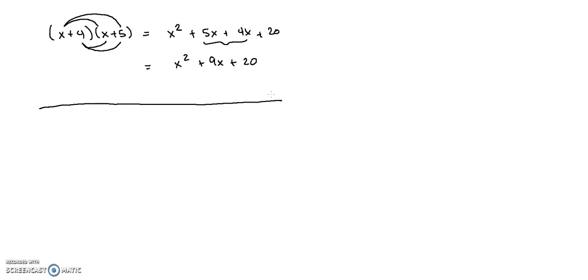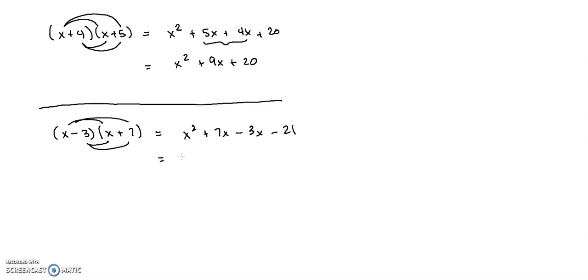All right, let's try one with different signs. Let's say we have x minus 3, x plus 7. Okay, first, outer, inner, last. So we're going to get x squared plus 7x. And then here we're going to get minus 3x. We've got to make sure we take that sign with us. And then minus 21. So we're going to get x squared plus 4x minus 21 when we combine those two terms. The OI of the oil should combine.